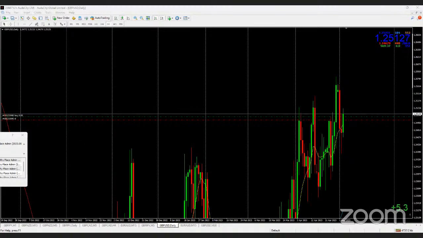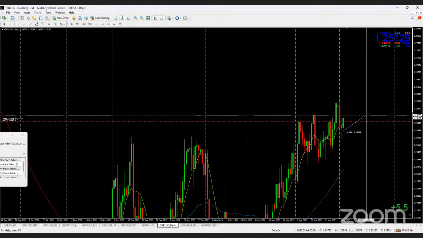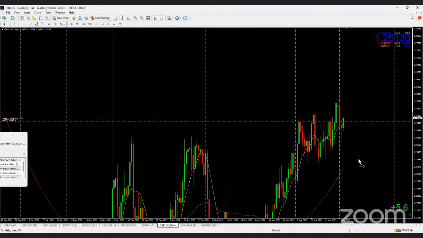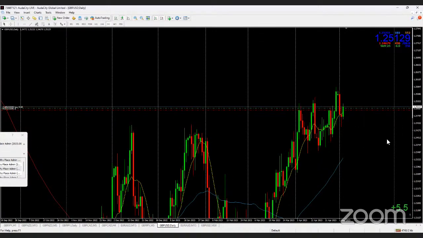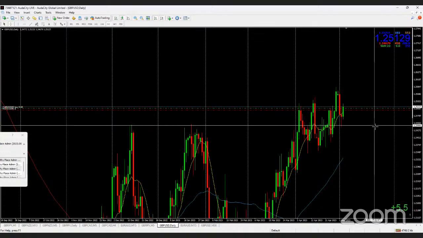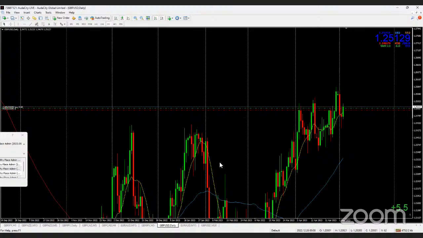Okay, so far today, this pair has done just over 55 pips. It usually does an average of 100 pips. So even if it gives 80 pips today, that should be fine. 90 pips would be even better.